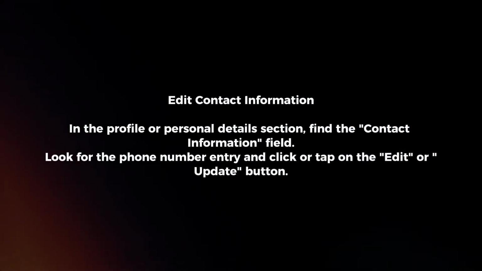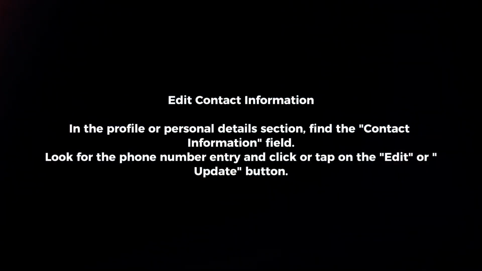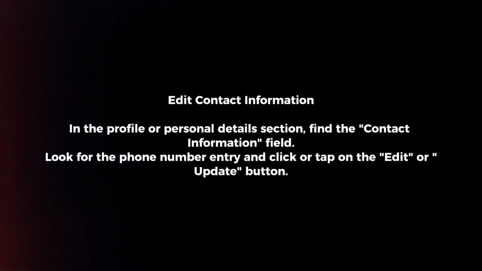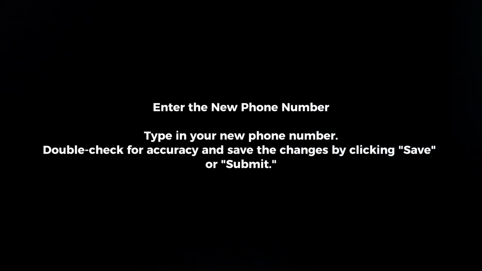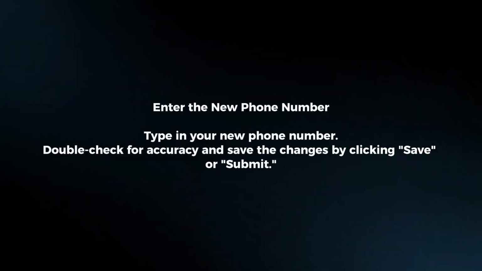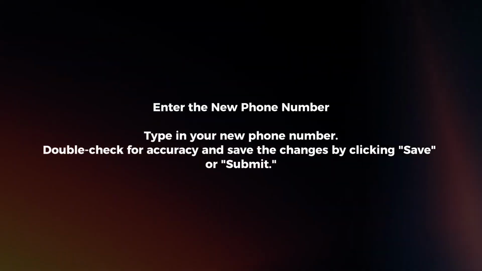Edit Contact Information. In the Profile or Personal Details section, find the Contact Information field. Look for the phone number entry and click or tap on the Edit or Update button. Enter the new phone number. Type in your new phone number. Double check for accuracy and save the changes by clicking Save or Submit.